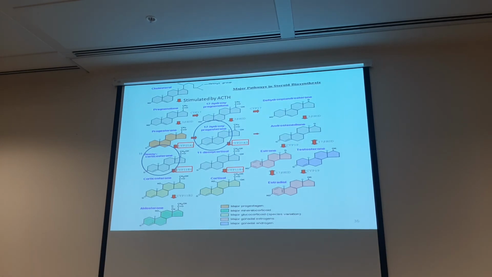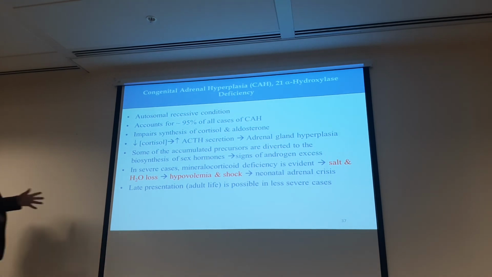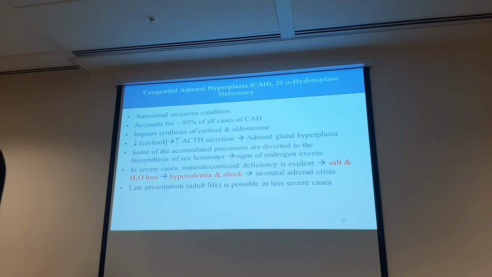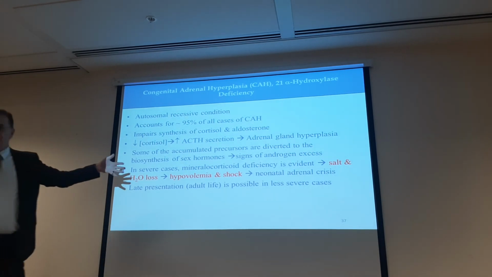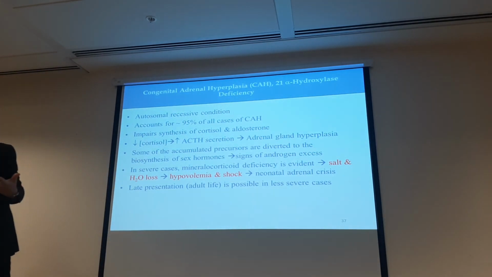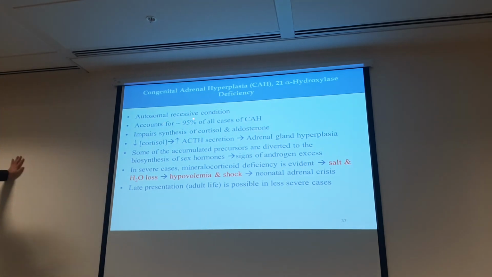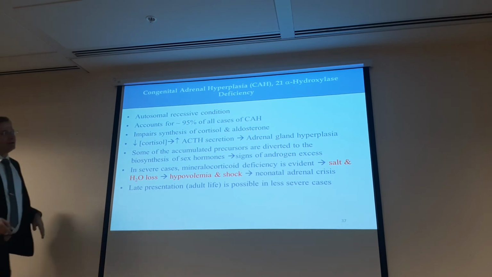give you an example. So, we have a condition called congenital adrenal hyperplasia. Congenital adrenal, we know what the adrenal gland is, right? Yes. We have hyperplasia. Remember this word, hyperplasia. What does it mean? Increase in mass of the adrenal gland. This is an autosomal recessive condition. It accounts for 95% of all cases of congenital adrenal hyperplasia, and it impairs synthesis of cortisol and aldosterone.